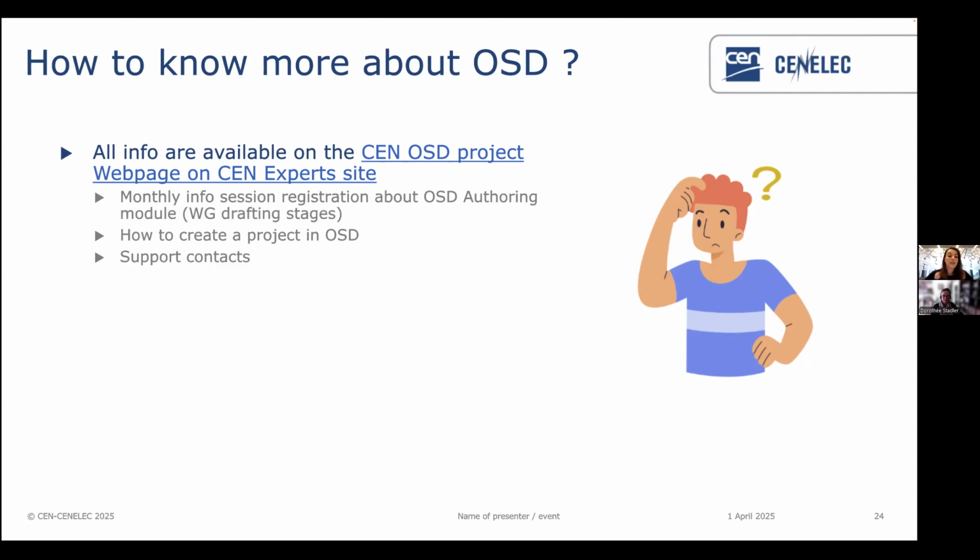For example, we are organizing monthly info sessions about OSD authoring. This is the module for the working group to draft the document in OSD. We also explain how to create a project in OSD, and we also provide support contacts. If you want to know more about how the project is evolving, it's good to have a look at it from time to time, because here you can find everything. You can also find the complete list of projects that are being drafted in OSD. I would really encourage you to have a look at it, to know where we are at the European level with the OSD. And I think that's it.